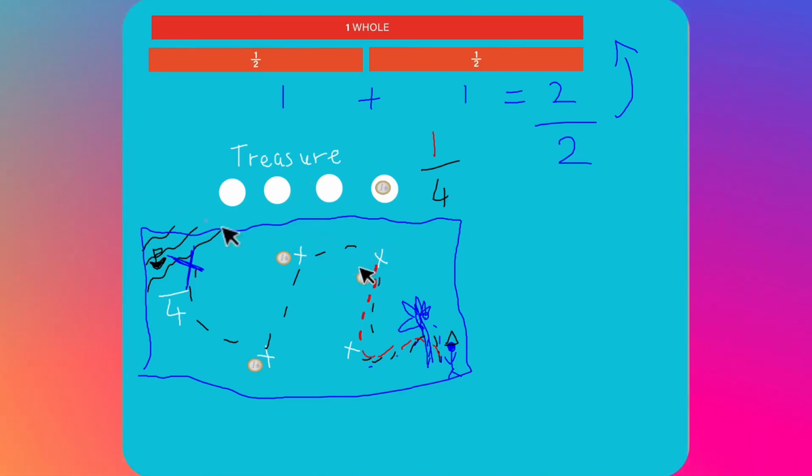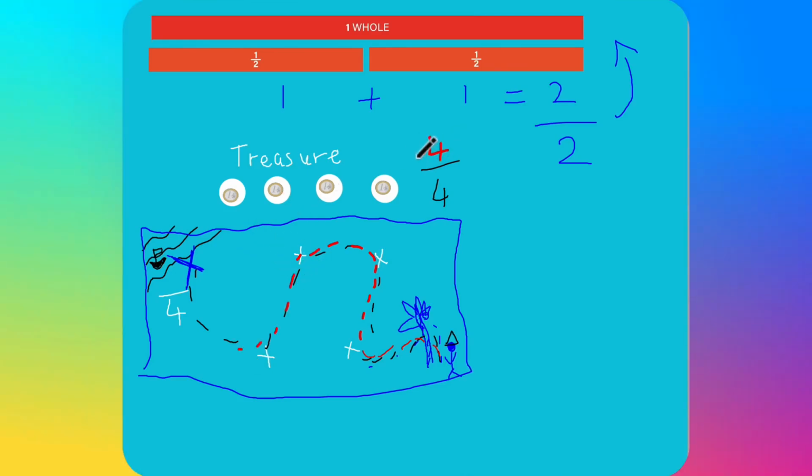We found more treasure. This time we have 2 parts of 4. X marks the spot. Let's collect this treasure. Now we have 3 parts of 4. Let's continue to collect the last piece of treasure. Now we have 4 parts of 4. We now have the whole treasure. We can now return home and our task is complete. 1 whole is the treasure.